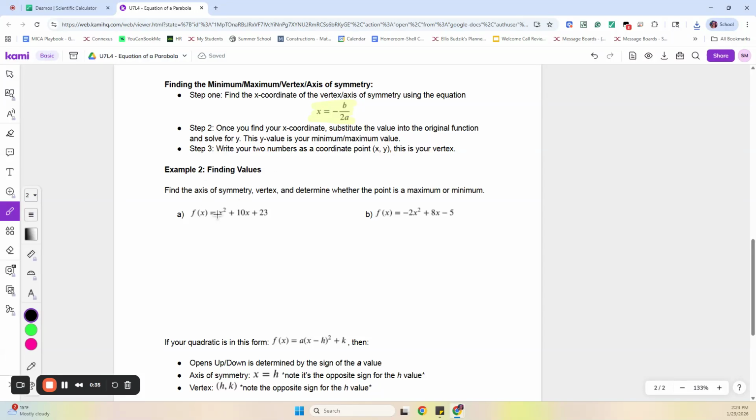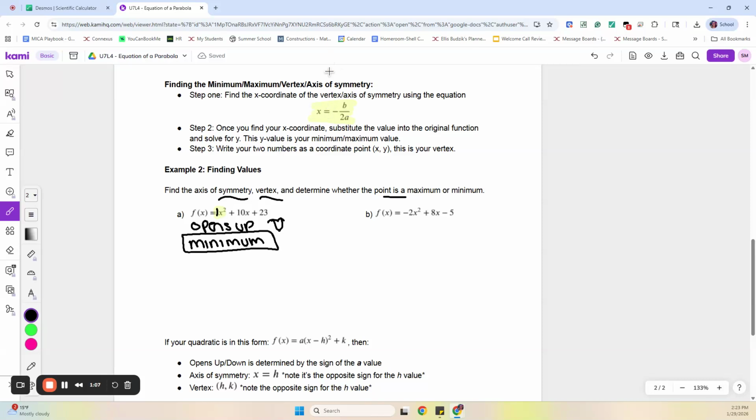First, when it says find the axis of symmetry or the vertex, determine whether the point is a max or min, we can do this right away. Max or min goes along with the first number in front of the x squared. In this case, if nothing's written, it's just going to be a 1. If it's a 1, that means it opens up. If it opens up, it looks like this, which means it has a minimum. So it has a minimum.